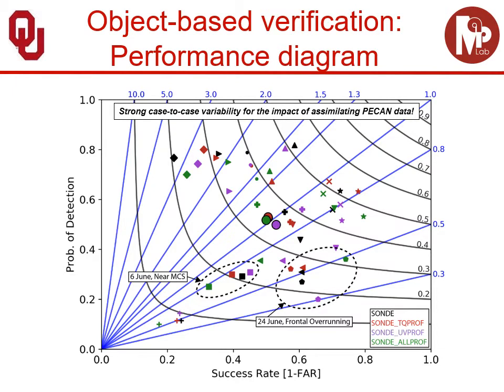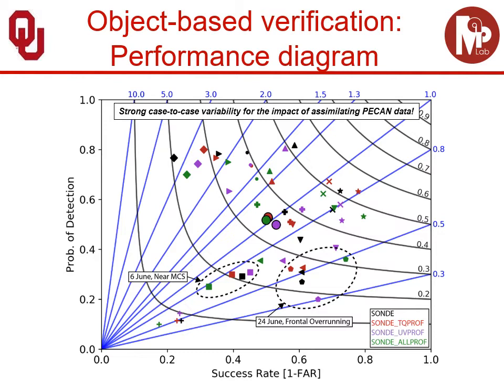Now, those previous statistics were mean impacts, while here we present this performance diagram that shows the spread between cases. So for this plot, a better forecast would be closer to the top right corner. And we again see in terms of the mean, which are these larger dots in the middle, that SON-TQ-PROF is giving a slightly better forecast compared to the other experiments.